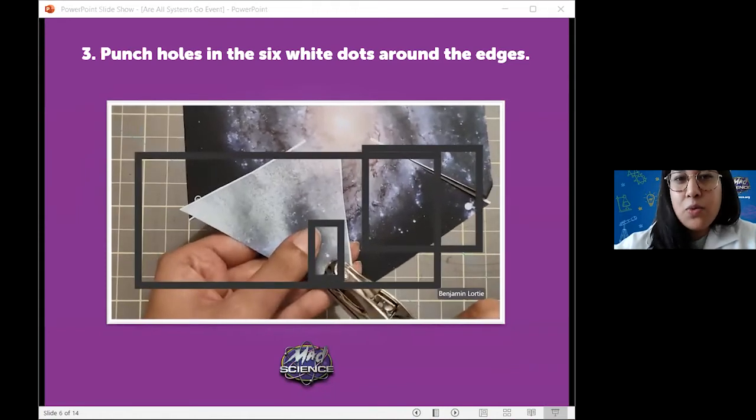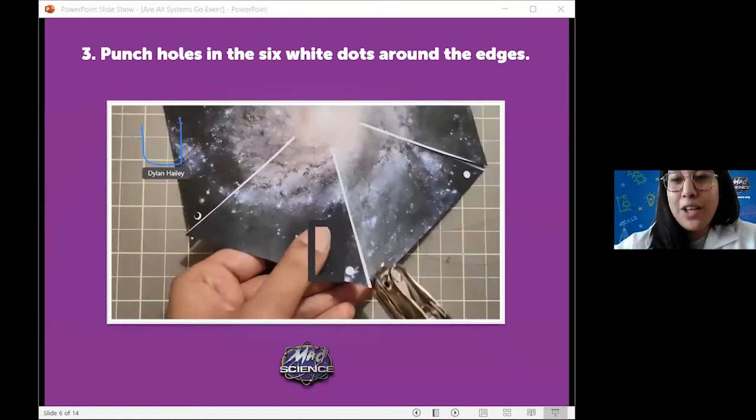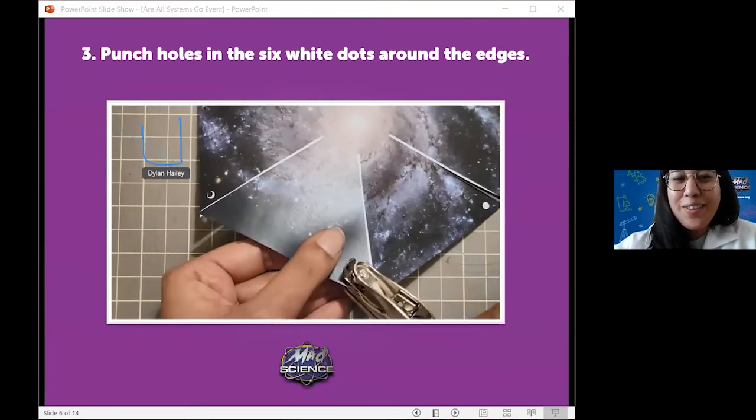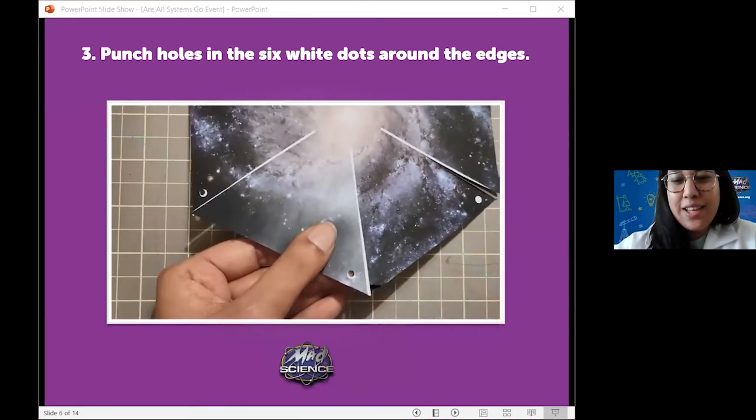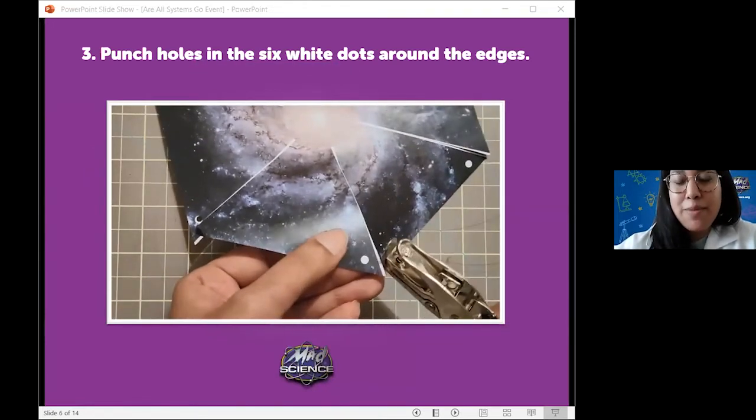For those of you who know how to annotate, we ask that you don't make shapes on our video. That would be very nice because the other kids are just trying to look at what we're doing. So please don't draw on my video.